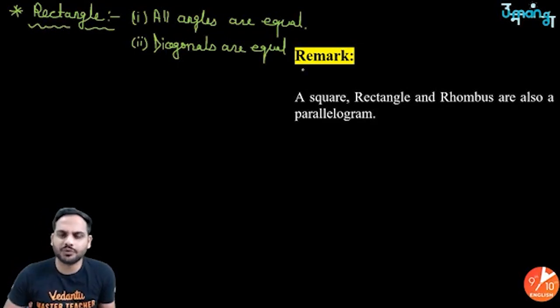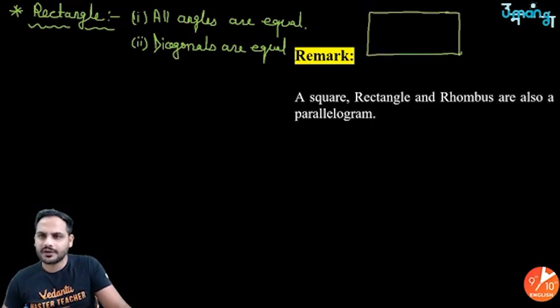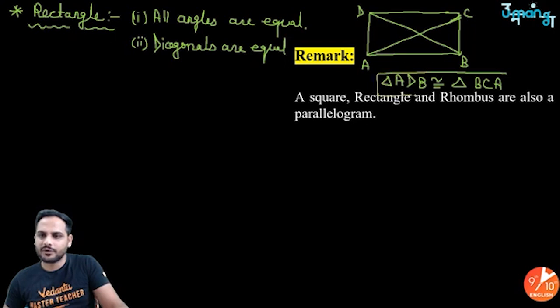Now look, if you want to prove why the diagonals are equal, you can clearly draw a rectangle and draw two diagonals. So let's say A, B, C, D. Okay, so you will see that triangle ADB is congruent to triangle BCA. They both will be congruent to each other. How will they be congruent? Look, it is very simple, beta.